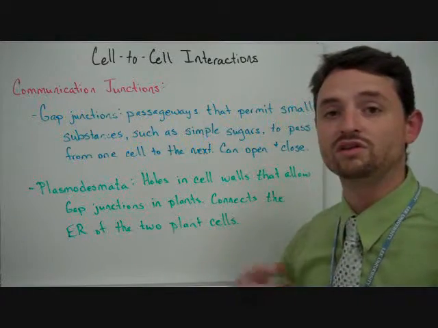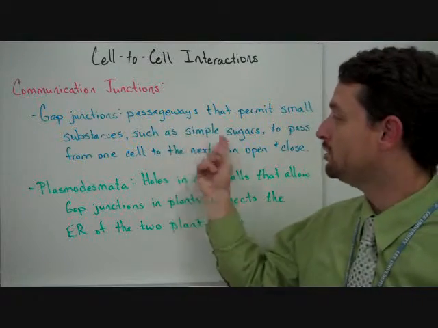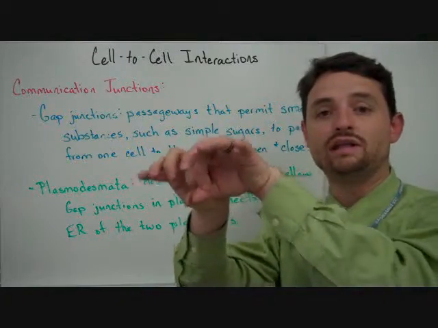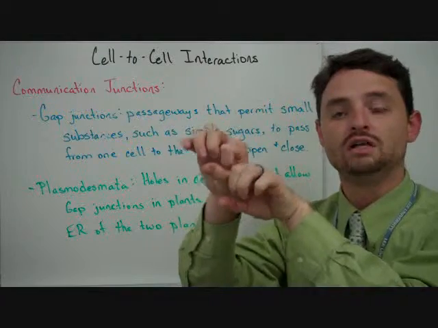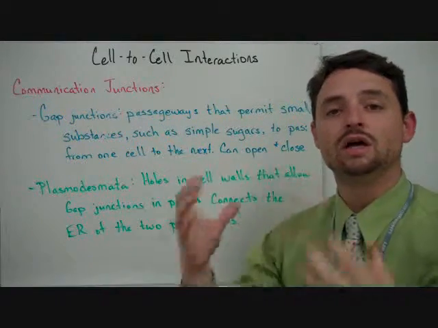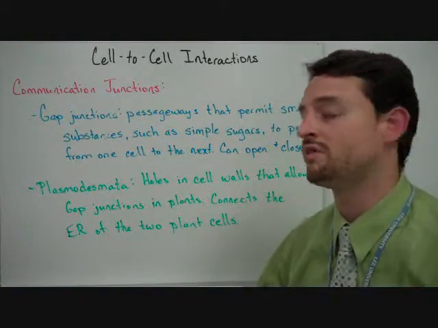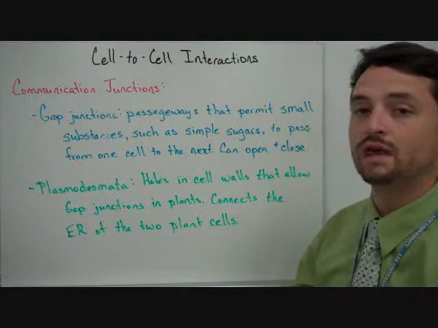Things that need to go from one cell to the next, like glucose. But they can also, as the cell membrane moves, shift those holes to where they're closed off so that nothing can pass through unless the cell needs it. And that way it's regulated to a degree in the animal cell.